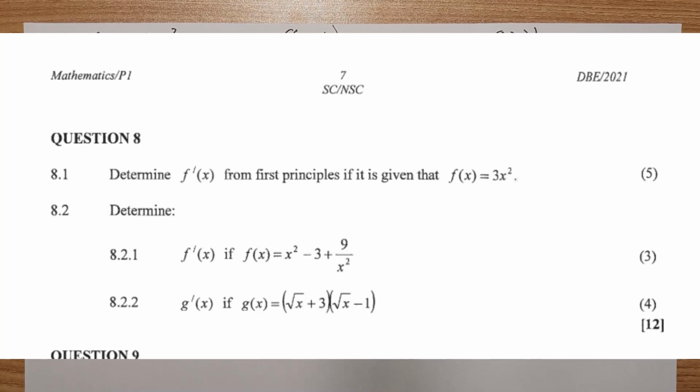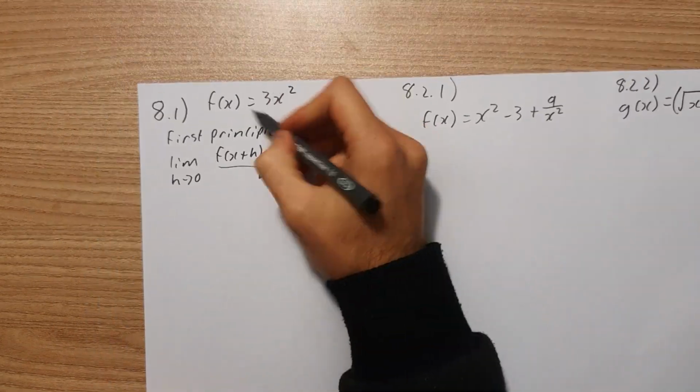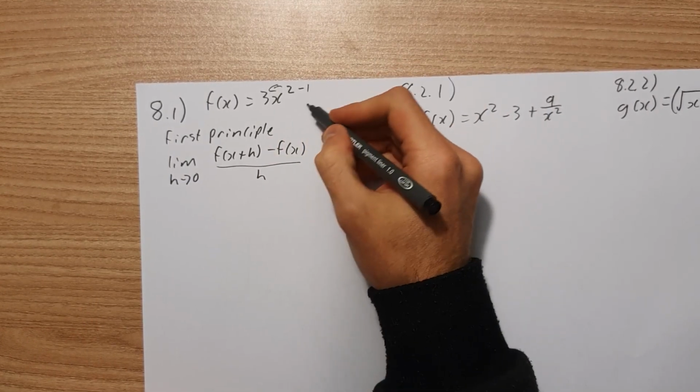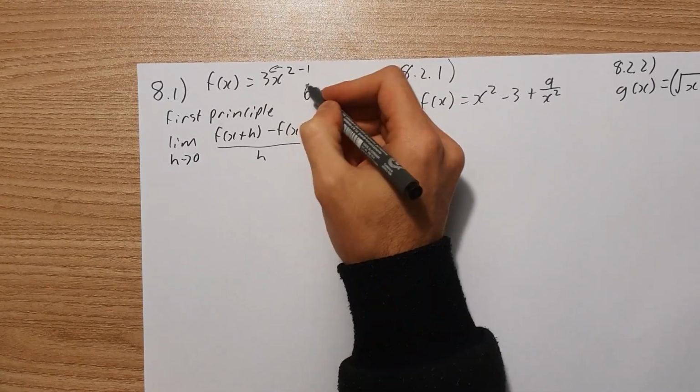Okay, let's have a look at question 8. So question 8 is one of your calculus questions, so they're wanting you to find derivatives. 8.1 says find the derivative of f of x using first principles if it's given that f of x equals 3x squared. Okay, so if we use our quick rule to find the derivative of this, we know that we multiply the exponent down and minus 1, so we should be looking at an answer of 6x. Okay, so we need to get to this.